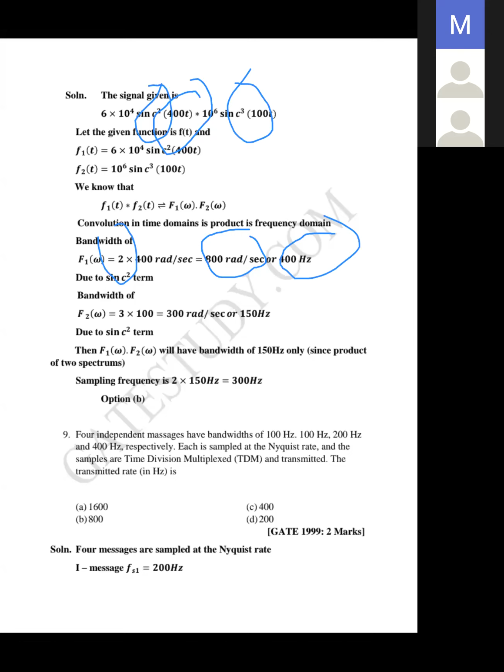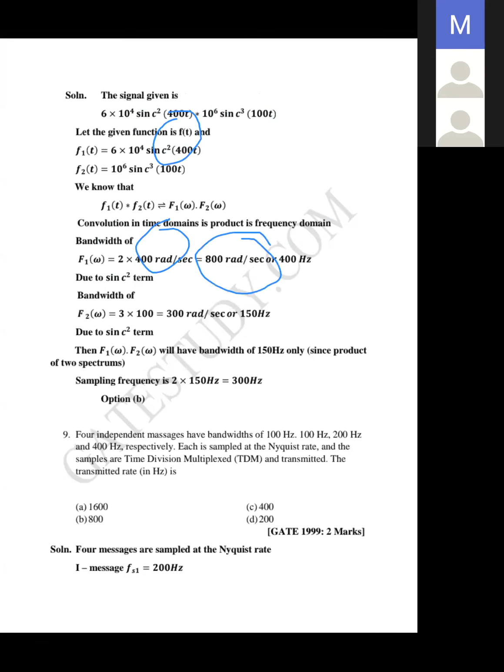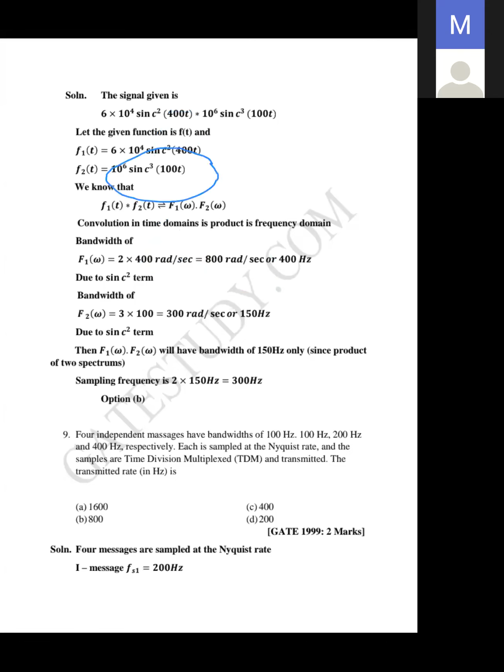In the first f1 of t, they have given sinc square, so 2 into 400 radians per second gives 800 radians per second. To convert this into hertz, we divide by 2 and get 400 hertz. This is for the first f1 of t. The second is 10 power 6 sinc cube 100t. Here they have given sinc cube, so f1 of w is 100 into 3, and we got 300 radians per second.